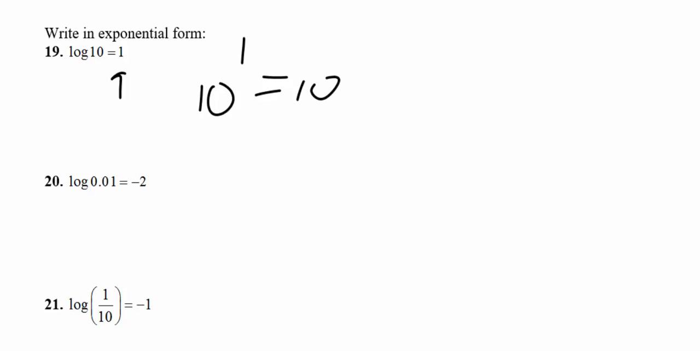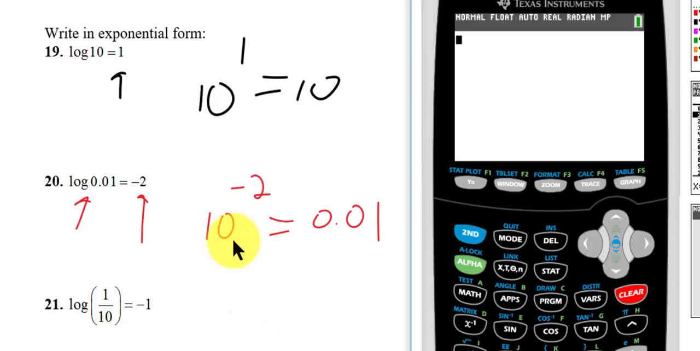Okay, so if you look at number 20, the base of my log is 10, right? Again, if nothing's written underneath the log, we assume it's a 10. The exponent is the -2, right? That's my exponent. And the 0.01 is on the outside. And again, you can always double check to see if you've done this correctly with your calculator. So I want to verify that 10 raised to the -2 indeed equals this 0.01. And it does, right?